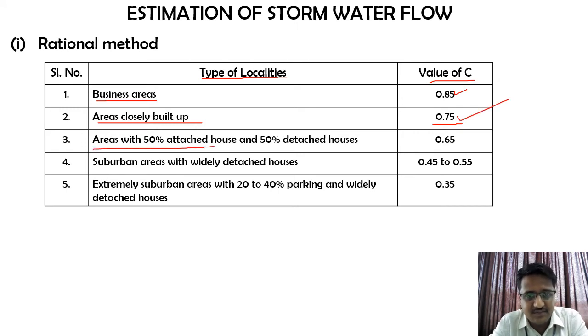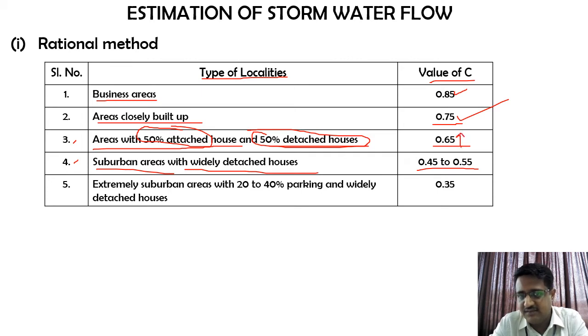Areas with 50% attached houses and 50% detached houses, then it is 0.65. Next, suburban areas with widely detached houses, it is 0.45 to 0.55. Now if you check out this third and fourth point, attached houses in the sense of closely packed houses, detached houses in the sense they are quite abundantly spaced. So whenever you have this much, the C value is more.